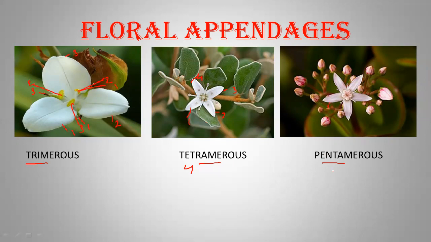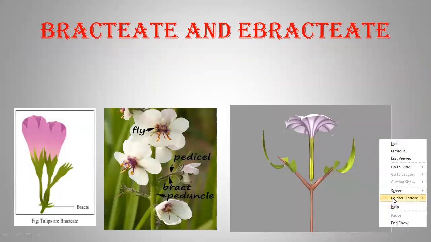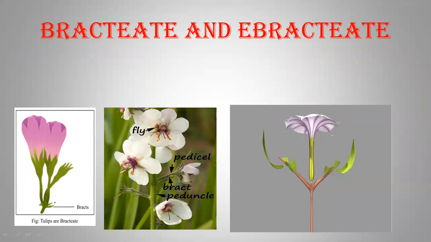Pentamerous means 5. 1, 2, 3, 4, 5 petals. 1, 2, 3, 4, 5 stamens. So that is known as a pentamerous flower. Now, bracteate and ebracteate. What is a bract? Bracts are small leaves that grow at the base of the pedicel. So tulips are bracteate and datura is ebracteate because it doesn't have bracts at the base of the pedicel.